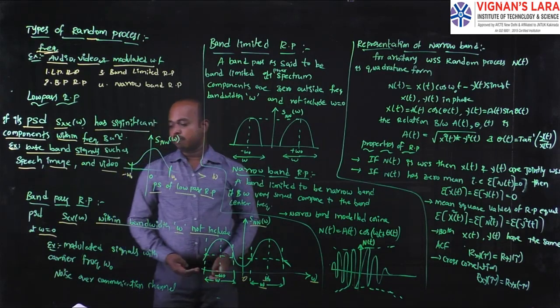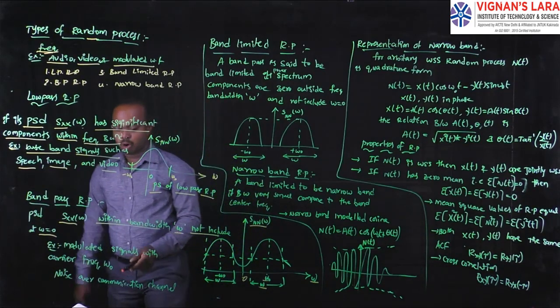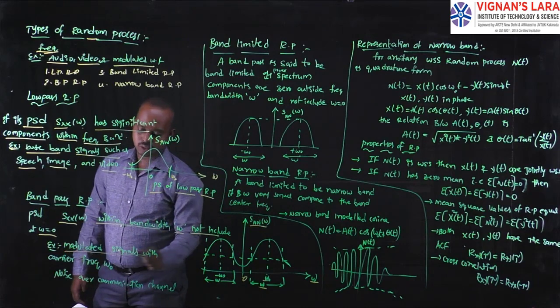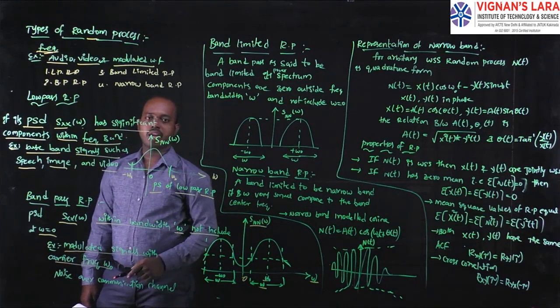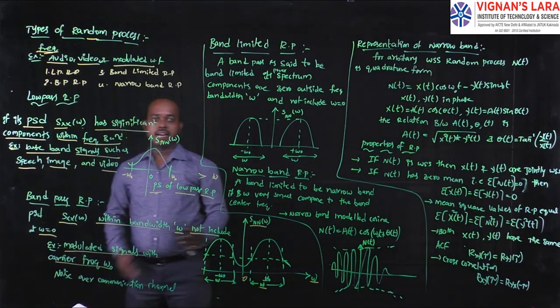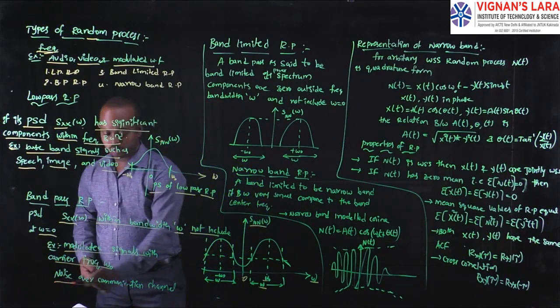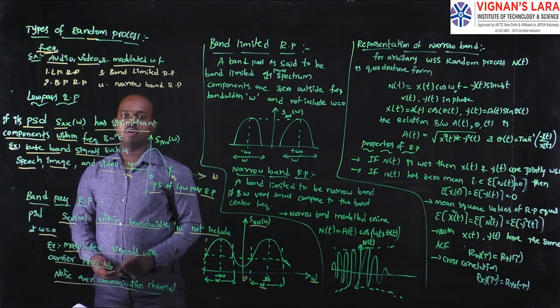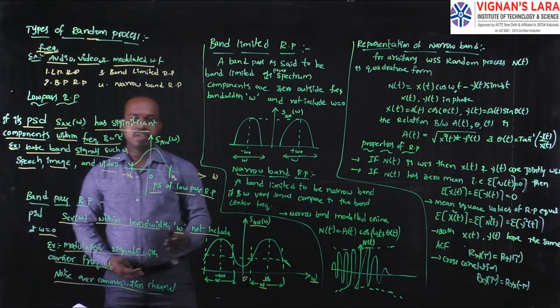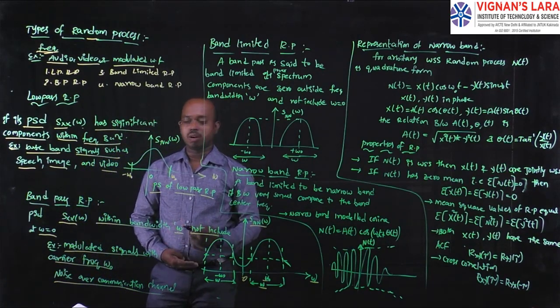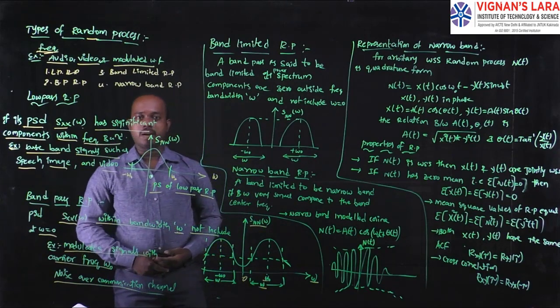An example of a band pass random process is a modulated signal with carrier frequency omega naught. Another example of band pass is the noise over a communication channel. It is one of the models of a band pass random process.